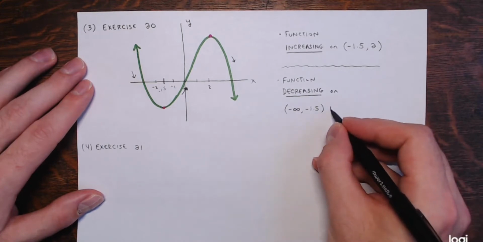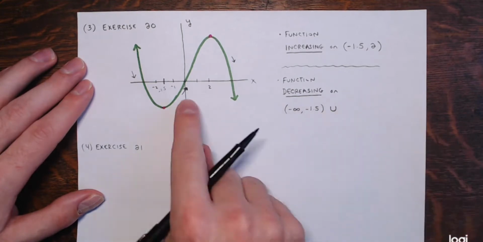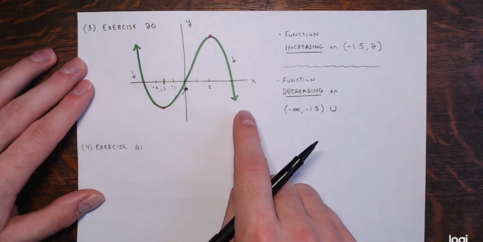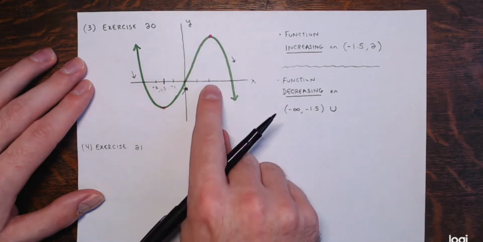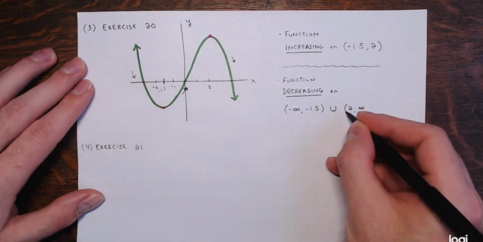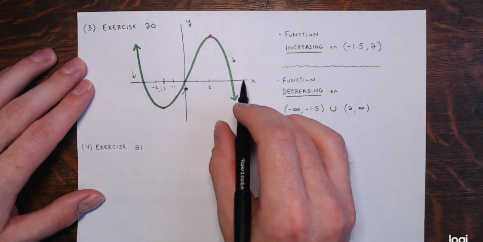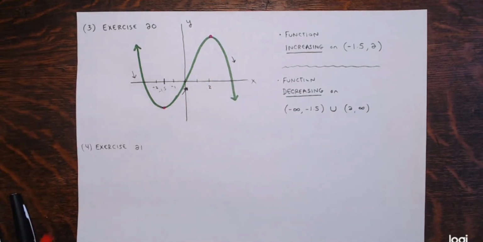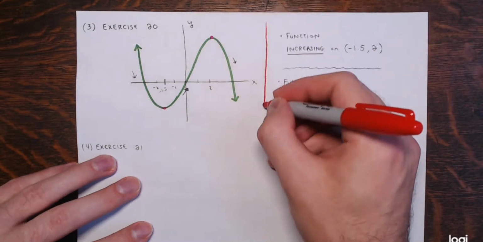Union for the gap, right? Union, because then there's this interval where it's increasing, and then we have another interval where it's decreasing, from 2 on the x-axis to infinity. Over this interval on the x-axis, the value of the function is decreasing. Okay, again, very, very simple.